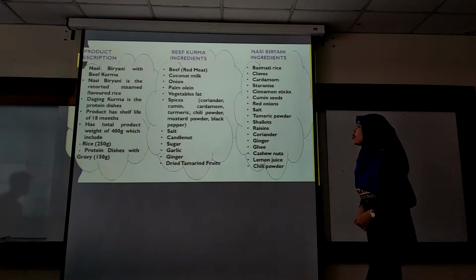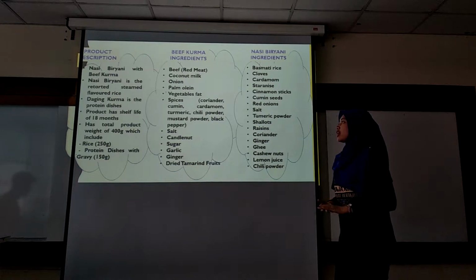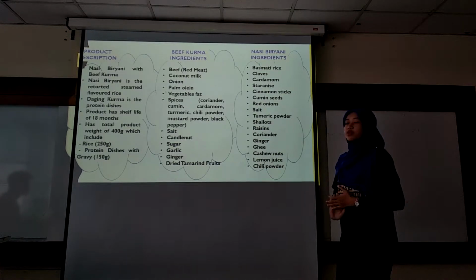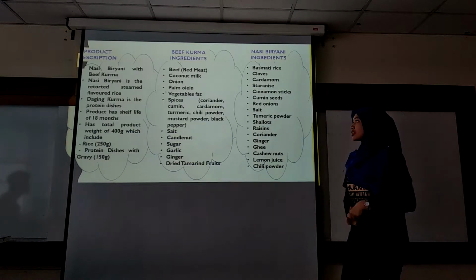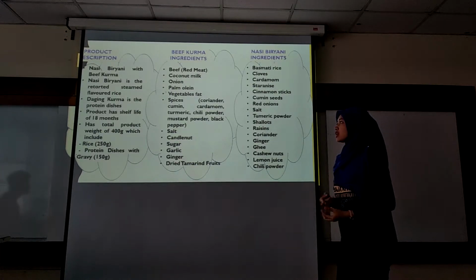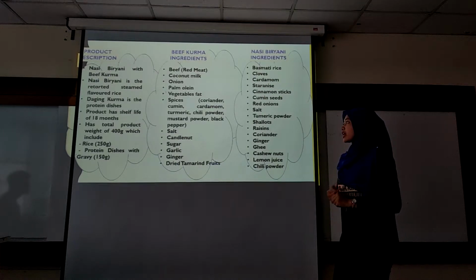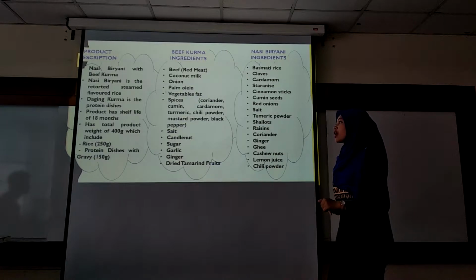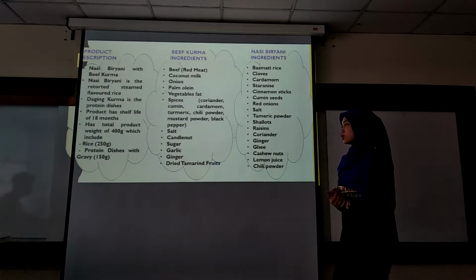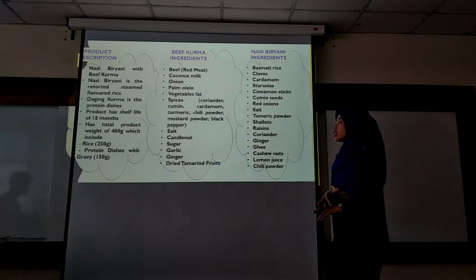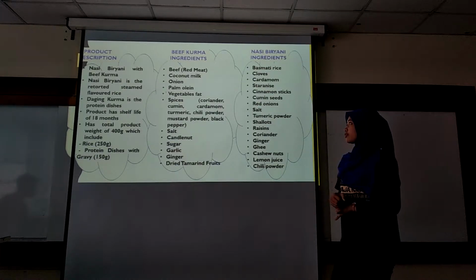Okay, next, for our product description, we have nasi biryani with beef kurma. The nasi biryani is the retort steamed flavored rice. Daging kurma is the protein dish. Our product has a shelf life of 18 months and a total product weight of 400 gram, which includes rice 250 gram and our protein dish with gravy 150 gram.